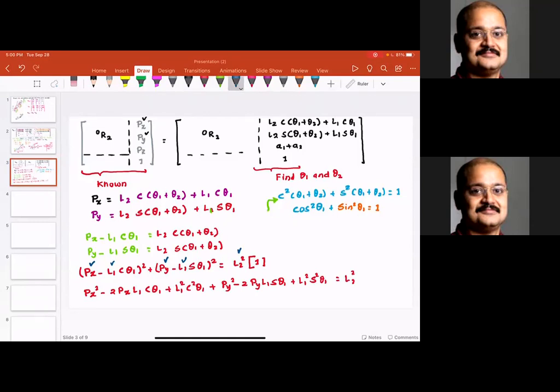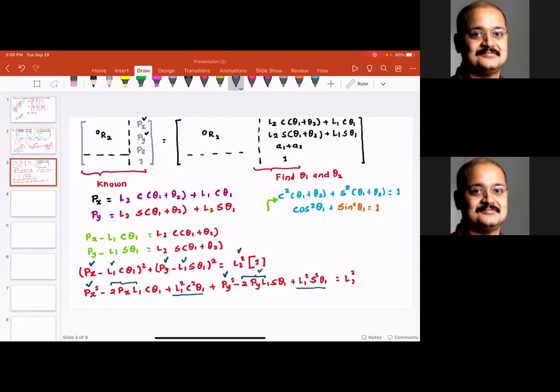Here, Px square is completely known, so it's a constant. This whole thing is completely known. Now, please observe, this is L1 square cosine square theta and this is L1 square sine square theta. So these two quantities can be combined, and finally you would just get the value of L1 square. This Py square is completely known. This is completely known. Do you agree with me?